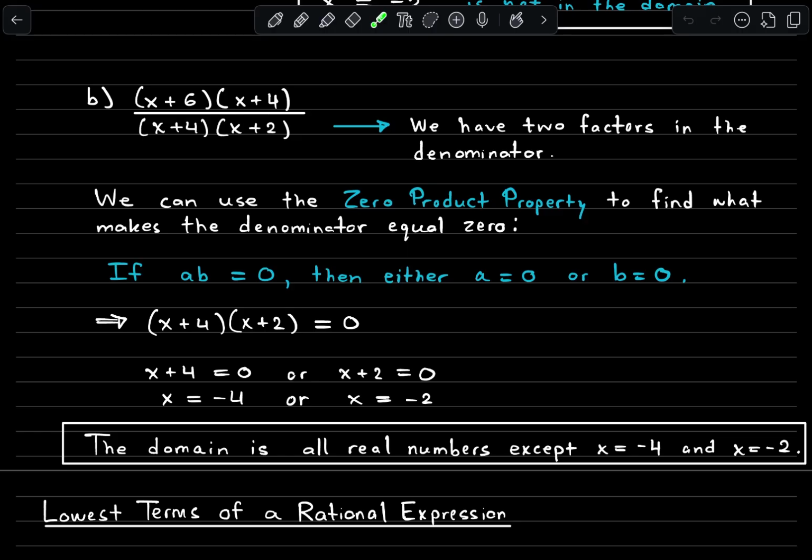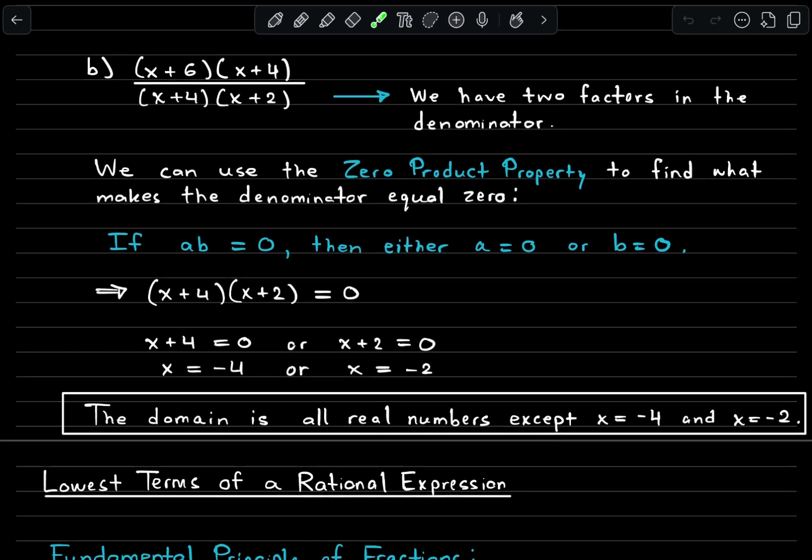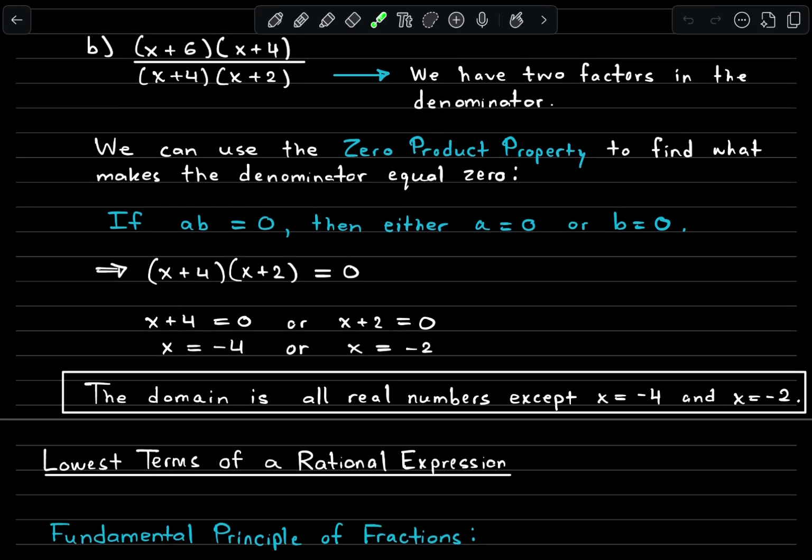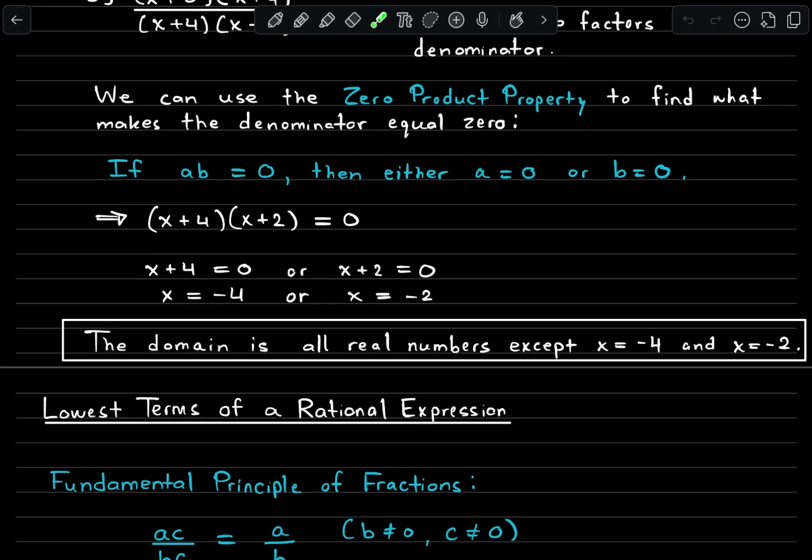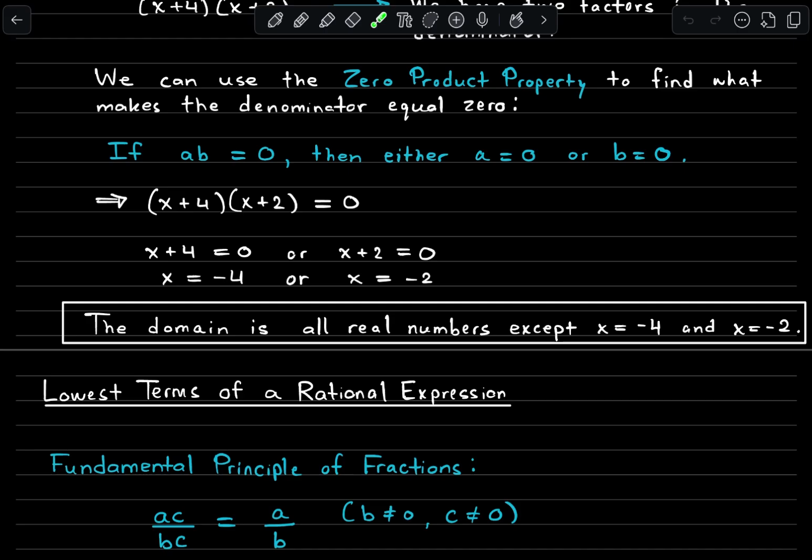Next, let's talk about the lowest terms of a rational expression. So we are just talking about canceling factors out and things like that to reduce this. So let's see what this might look like. We've got a fundamental principle of fractions here: a times c over b times c is equal to a over b, assuming that neither b nor c equals 0.